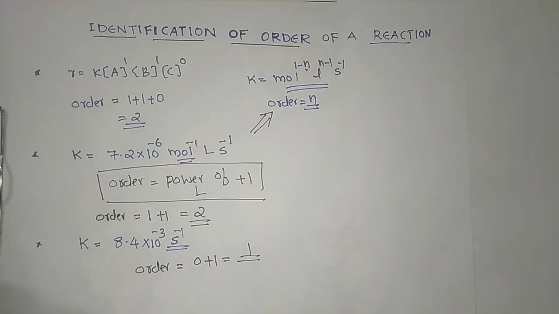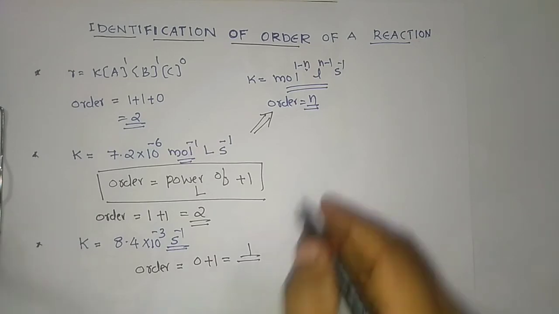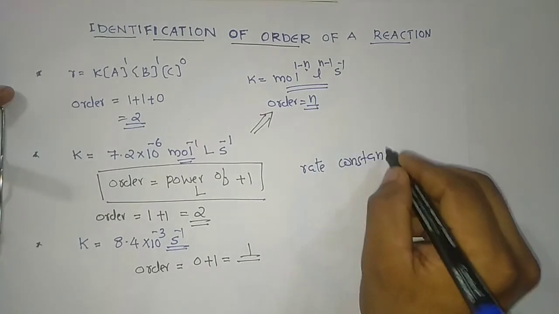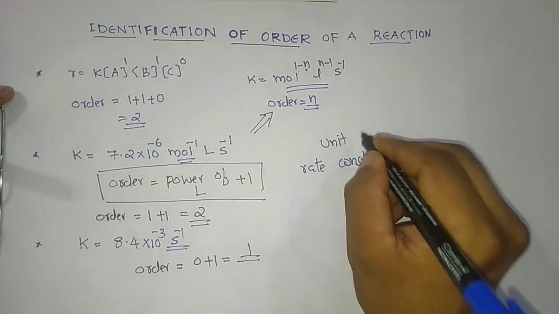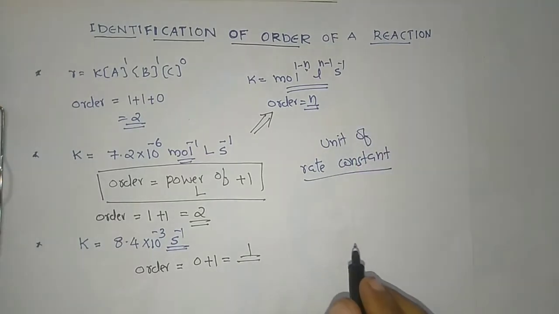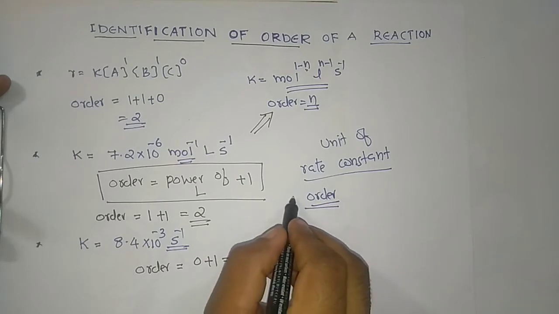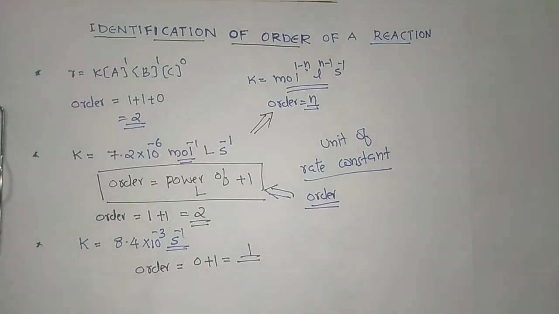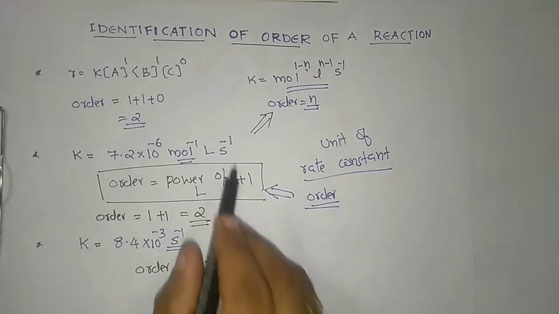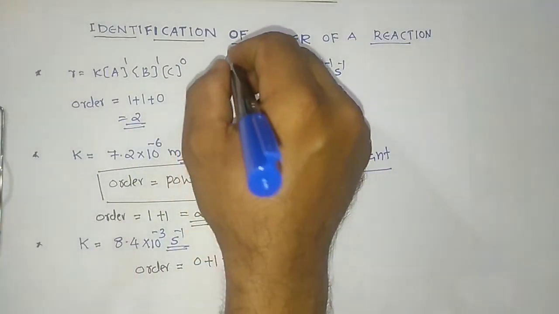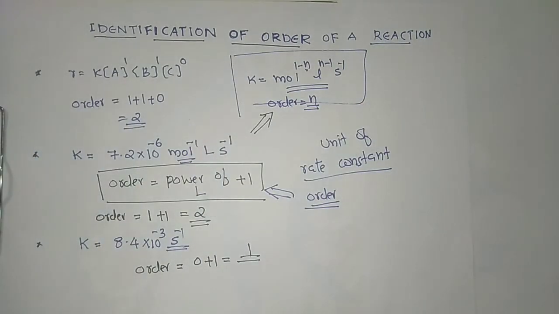So, using the unit of rate constant, the order of a reaction can be predicted by using the simple equation: order is equal to power of litre plus 1. Whatever the power of litre is, if we add 1 to it, we get the order. Clear? This is the case for nth order. Okay, so order is equal to power of litre plus 1. Okay, clear?